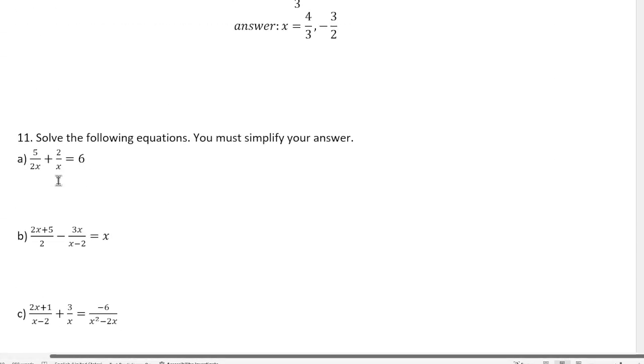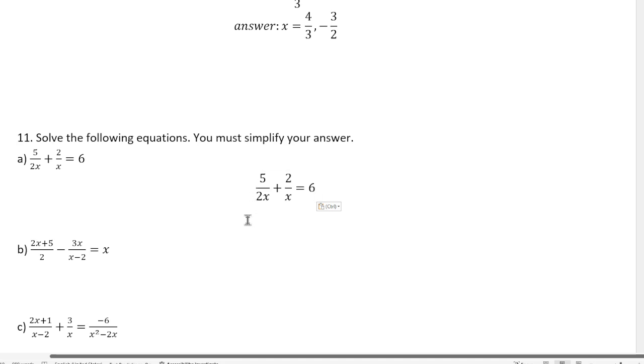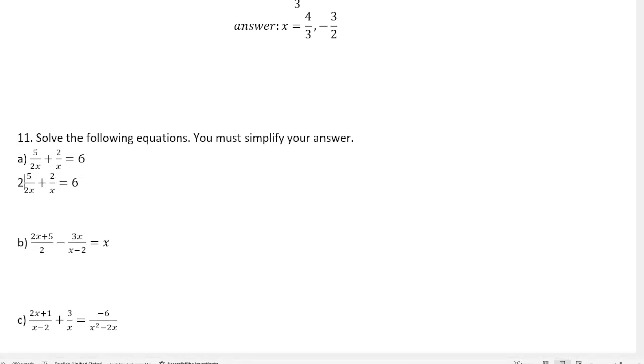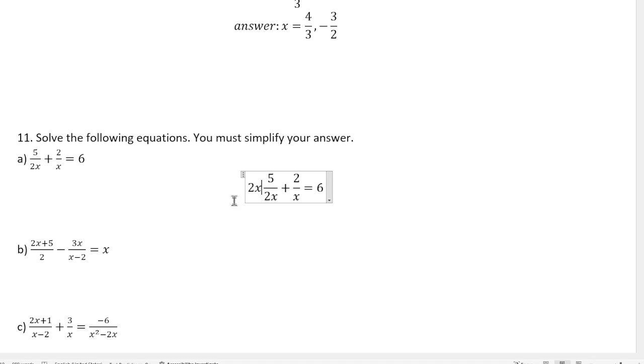Okay, next set of questions. Solve the following equations. You must simplify your answer. When I see any equation with a fraction, I just multiply by the denominator. So I'm going to multiply by 2x. That just gets rid of the denominator and makes it a lot easier to handle.